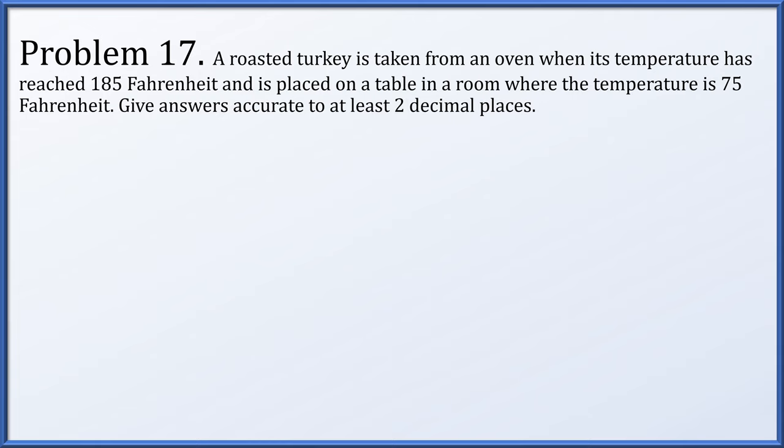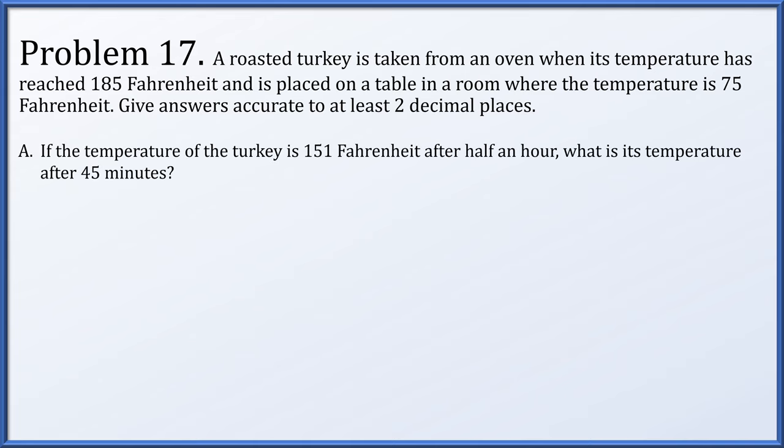In problem 17, a roasted turkey is taken from an oven when its temperature has reached 185 degrees Fahrenheit. It is then placed on a table in a room where the temperature is 75 degrees Fahrenheit. Give answers to the following questions to at least two decimal places. First, if the temperature of the turkey is 151 degrees Fahrenheit after half an hour, what will its temperature be after 45 minutes? So we have Newton's law of cooling here.